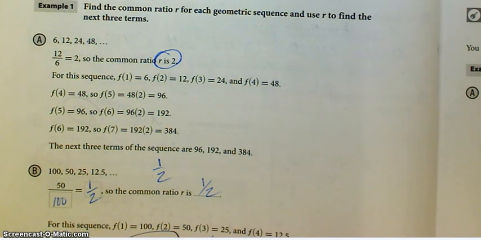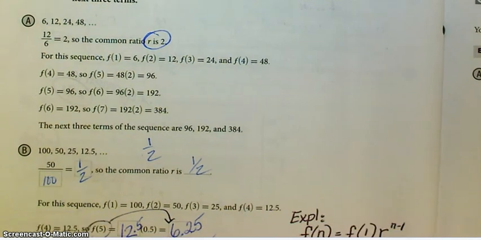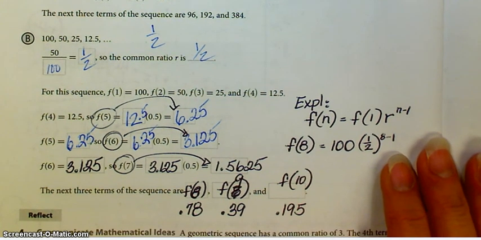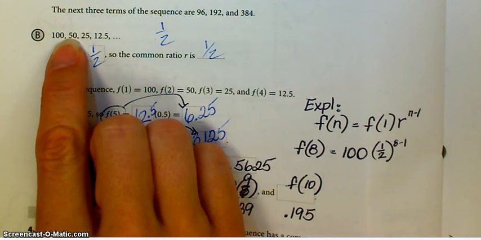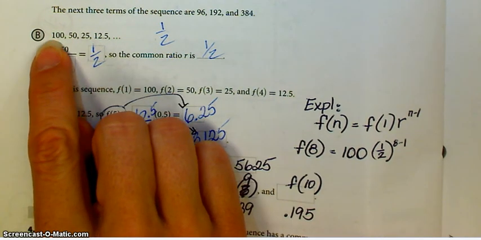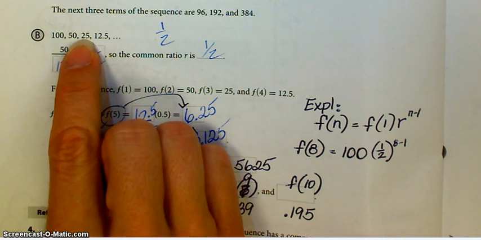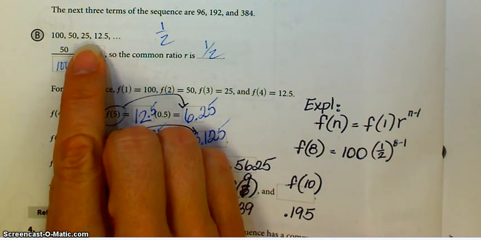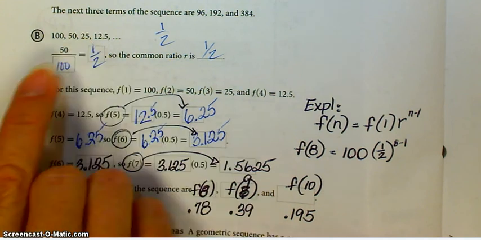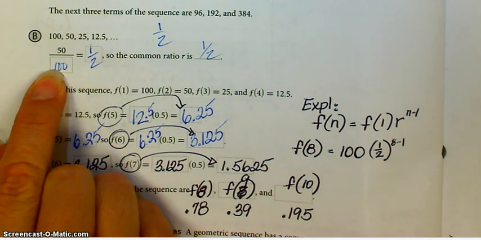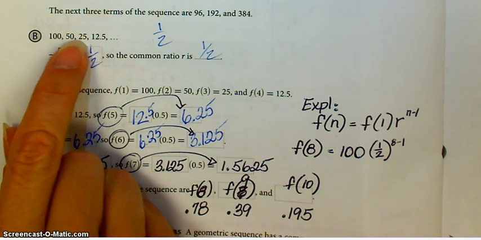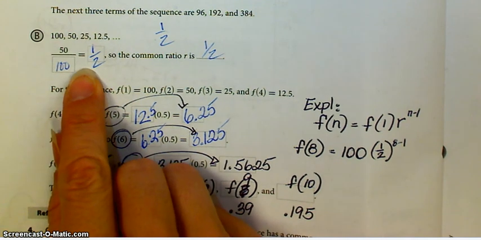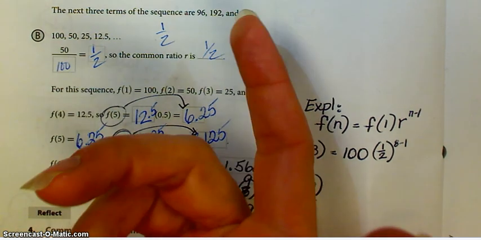Okay, so let's look at B. This time, our common ratio, be careful here. Remember, it's second term divided by first term, or third term divided by second term, or fourth term divided by third term, etc. When you do that, you get 1/2. So the common ratio here is 1/2, or 0.5.